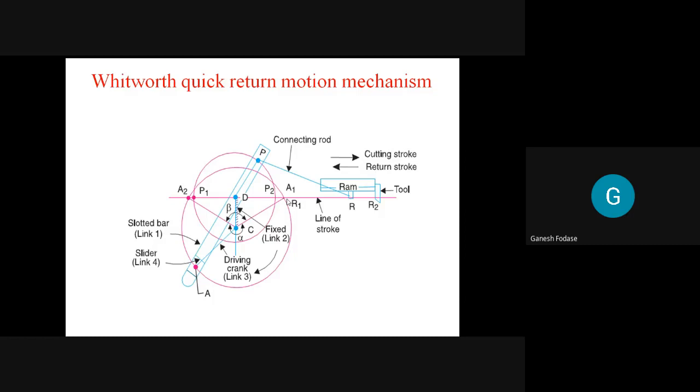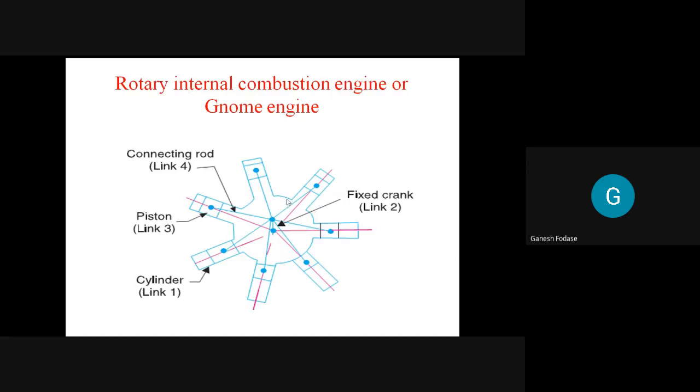This is one example of inversion number 2. One more example is there. You can see that is a rotary engine or a Gnome engine. In this case also, link 2 is fixed. So what happens here? The other links will act as a crank. Its frame is, let's say, the cylinder, link 1. Then the piston is link number 3, and the connecting rod is link number 4, while the short link is link number 2, which is fixed here. So what happens here? All the pistons will apply force on this, and these cranks will move to rotate that engine. This is the rotary internal combustion engine.